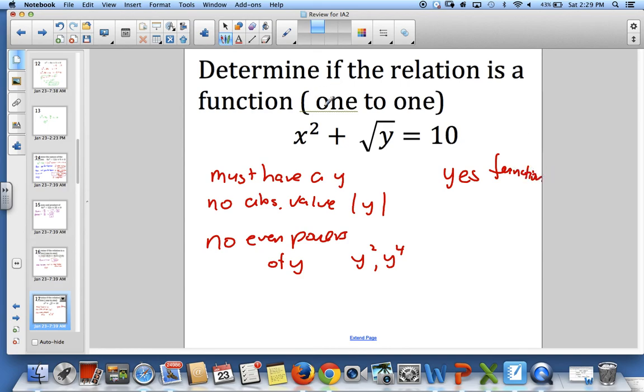Now to determine if it's a one-to-one function, all the rules have to apply for the y's. Also must apply for the x's. But since I see an x squared, it's not a one-to-one function. Basically, one-to-one just means the rules that apply to one variable apply to both variables. So that's that. Now we're going to look at a couple more.